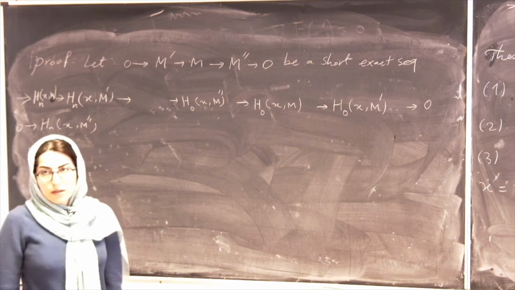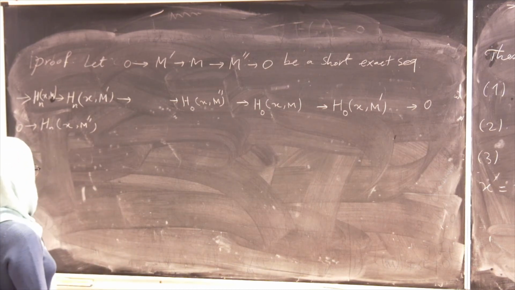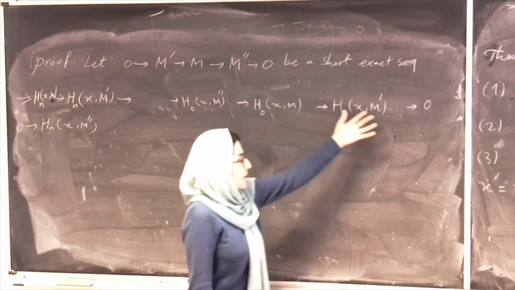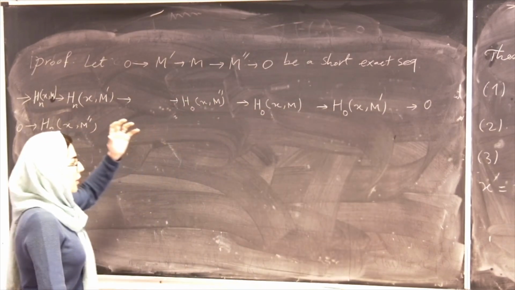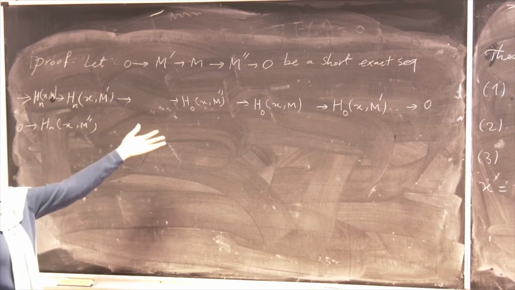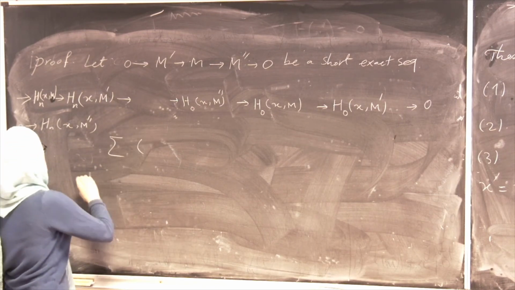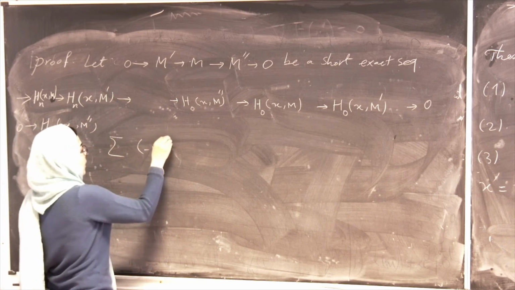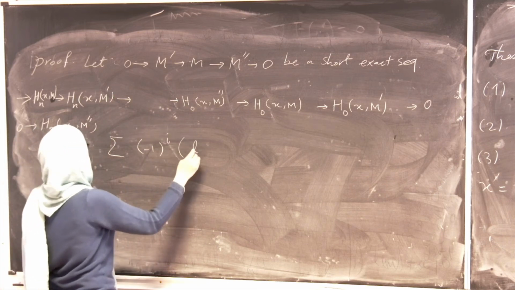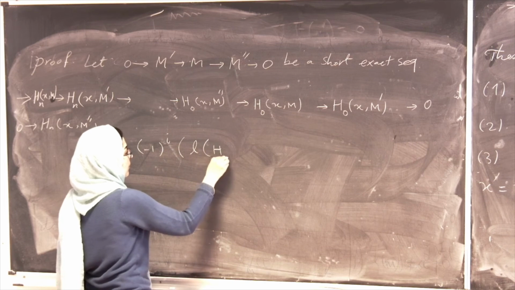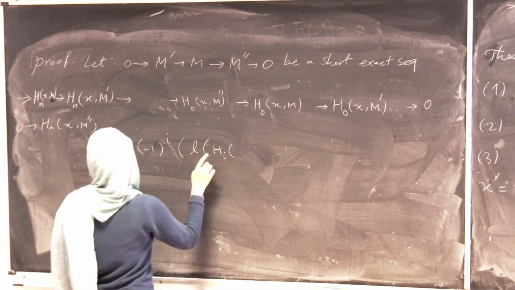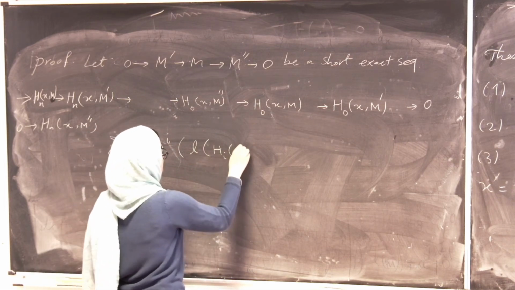So because this sequence is exact, I know that the alternating sum of the lengths is 0. So I will get, for each i, I write it down.